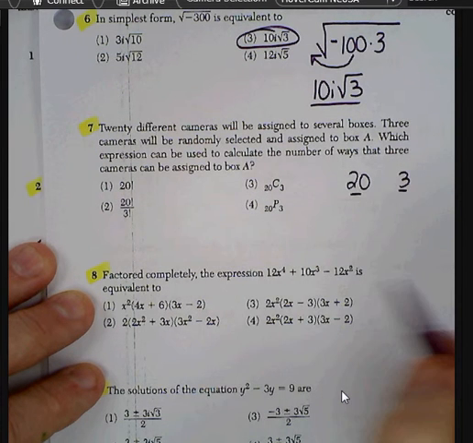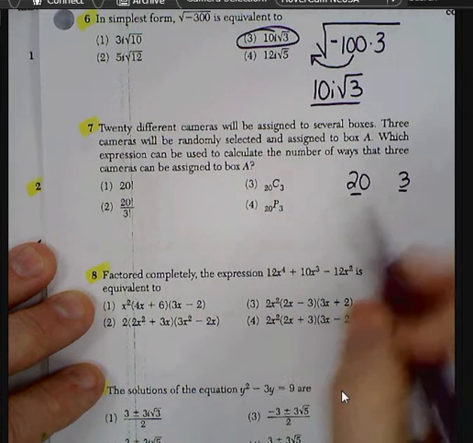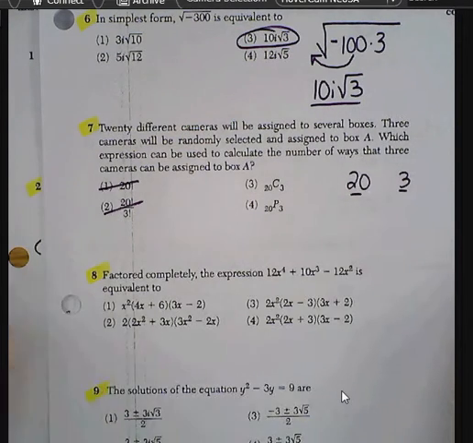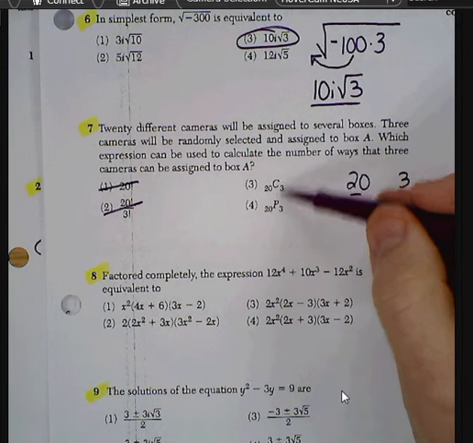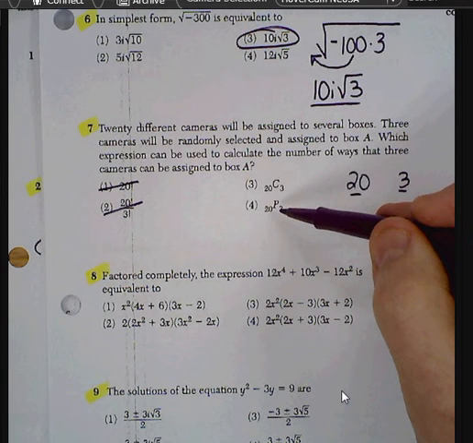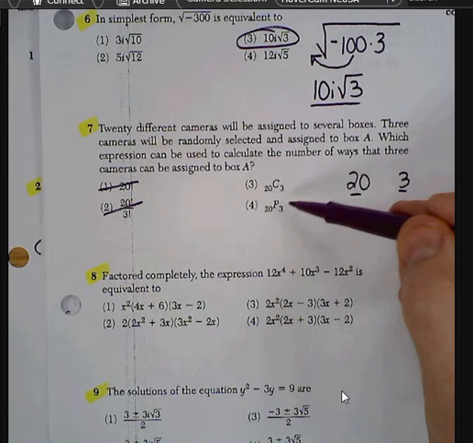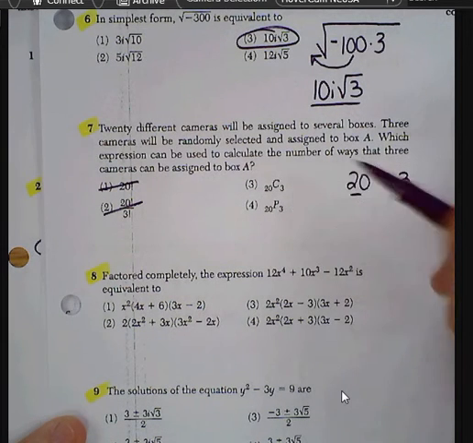So the way we do it, it's either going to be a combination or a permutation, so we can get rid of these 2 choices. The difference between these 2 is if order matters, or if you see the word arrangement, it's going to be a permutation. If order doesn't matter, then it's going to be a combination.